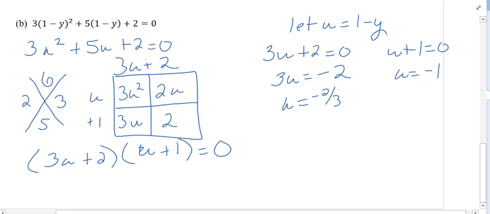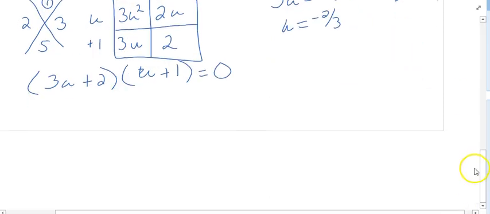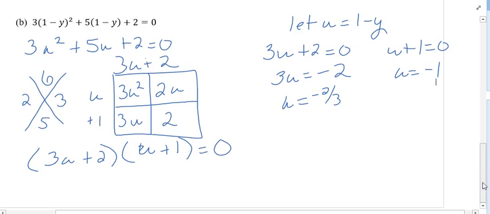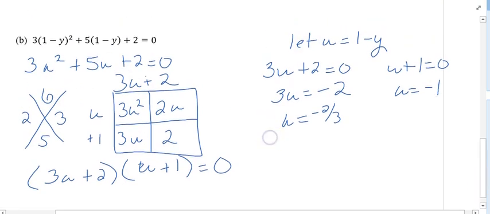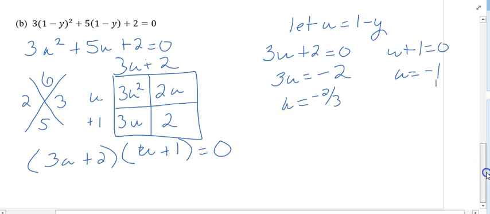Now the key to remember here is that we don't want to know what u is, we need to know what y is. So we've got to back substitute. Remember u is 1 minus y. So let's get a little bit more room here and do our substitution. We're going to get 1 minus y equals negative 2/3, and 1 minus y equals negative 1. I'm going to do this one first. Negative y equals negative 2. Y is equal to positive 2.